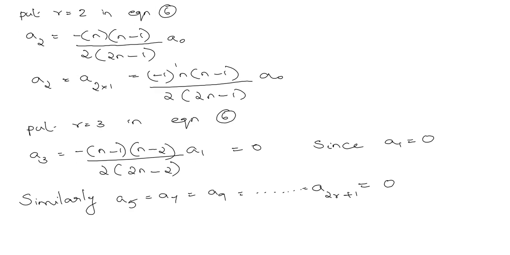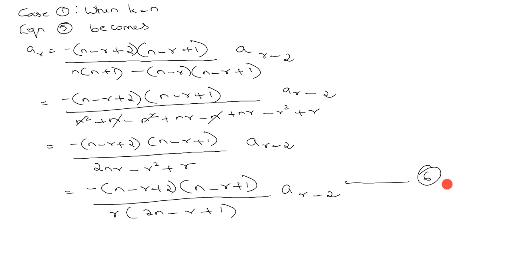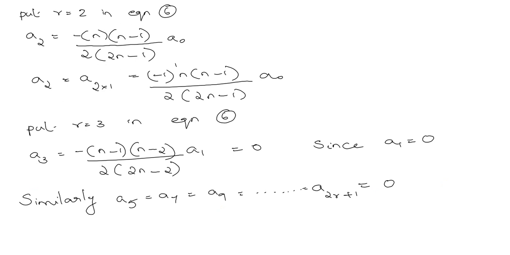Now we can name this equation as equation number 6, and we are going to put R is equal to 2 in this equation. So A2 will be equal to minus N into N minus 1 divided by 2 into 2N minus 1 into A0. We can write A2 as A2 into 1, and this minus can be written as minus 1 raised to 1, N into N minus 1 divided by 2 into 2N minus 1 into A0.